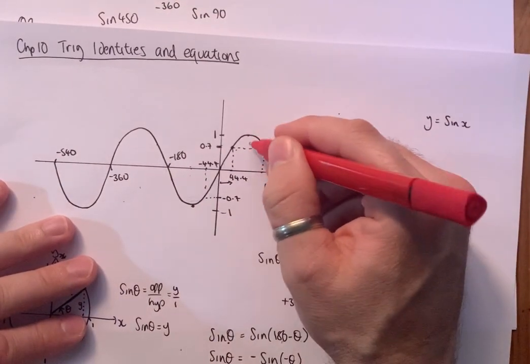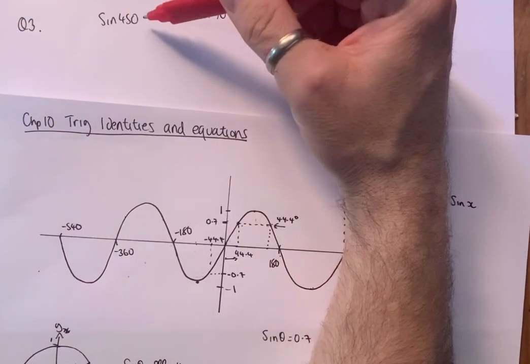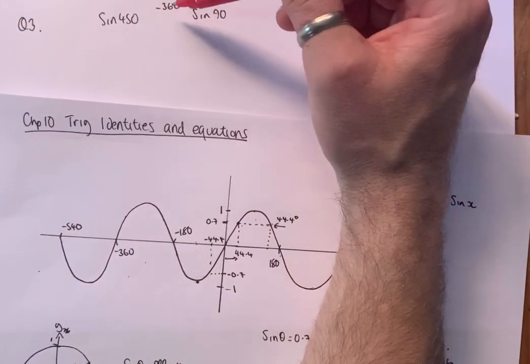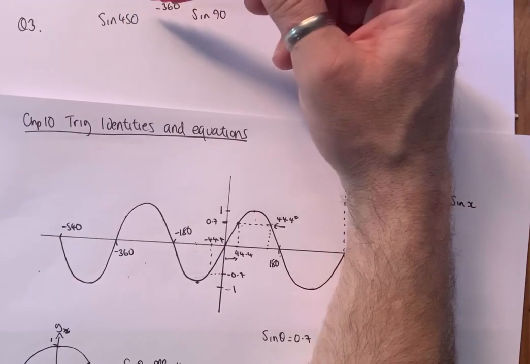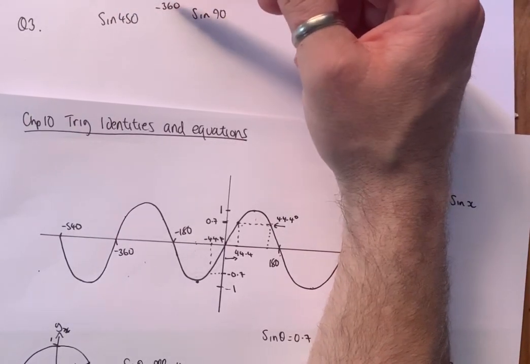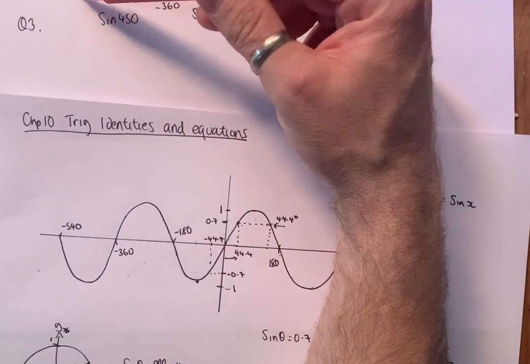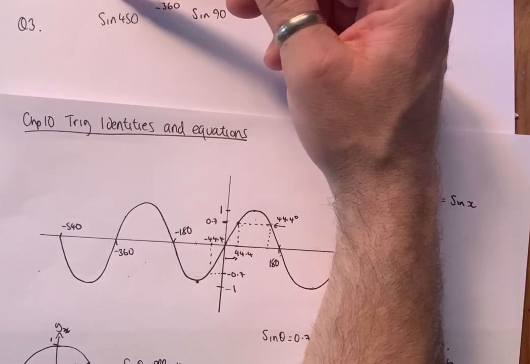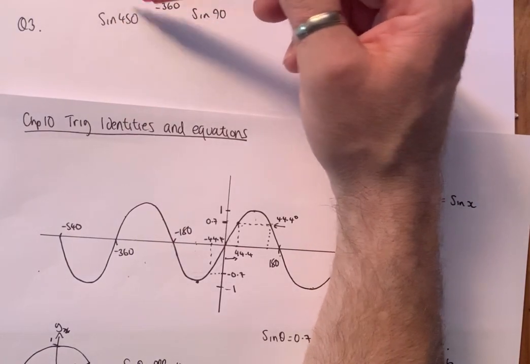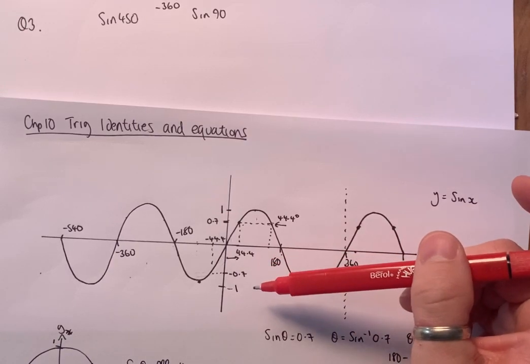Sine 90 is 1. So if you've got an angle that's bigger than 360, take away 360 or multiples of 360 until you've got an angle between 0 and 360. If it's negative, you can add multiples of 360 until you again get an angle between 0 and 360, and then just use your graph to work it out.